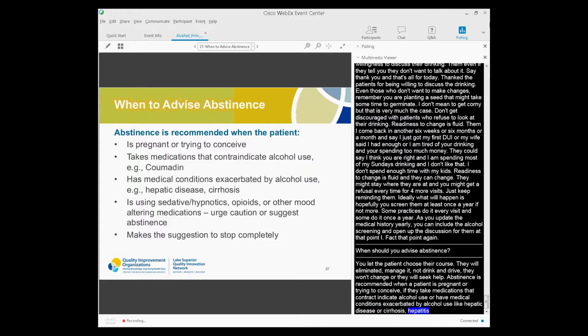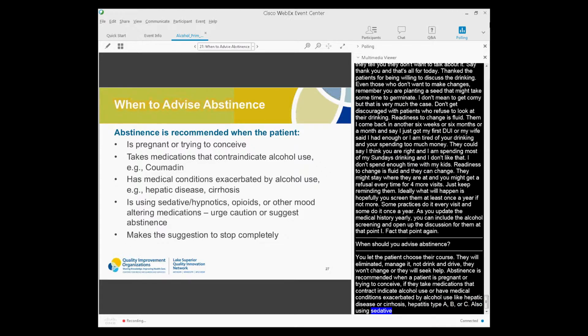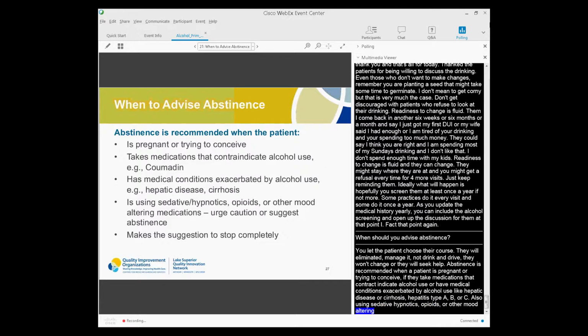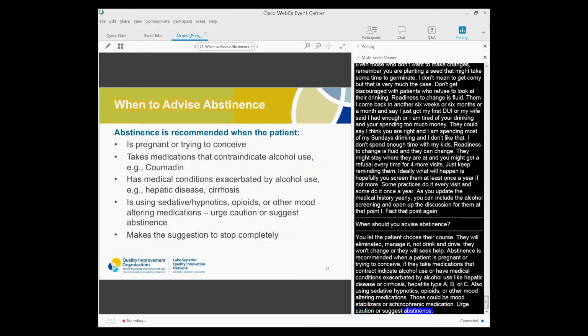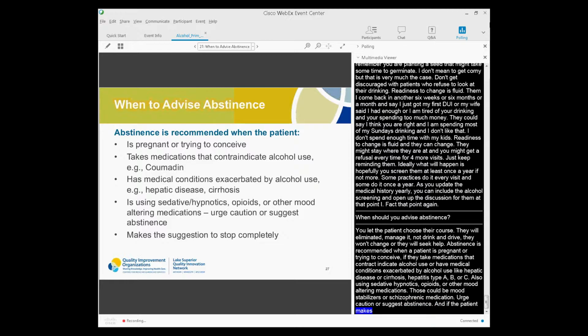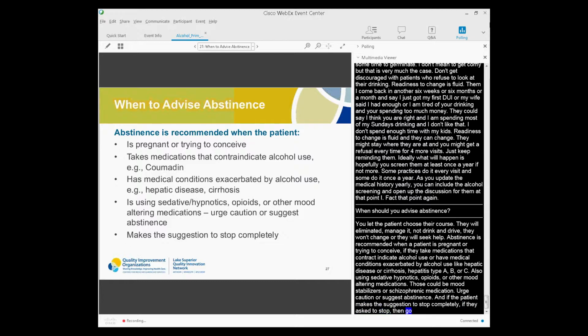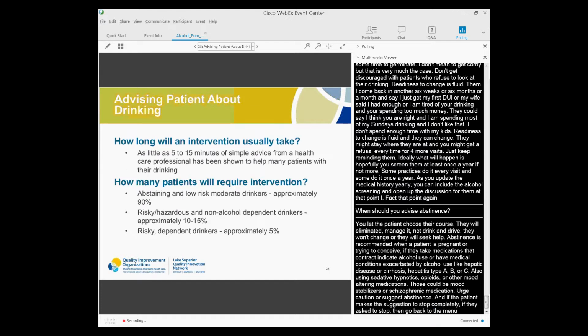If they're using a sedative, hypnotic, opioid, or other mood-altering substance, that would be some antidepressants, some mood stabilizers, some schizophrenic medications, urge caution or suggest abstinence, and if the patient makes the suggestion to stop completely. So if they ask to stop, then, again, back to that menu, that full process, eliminate drinking. They may want to eliminate drinking.